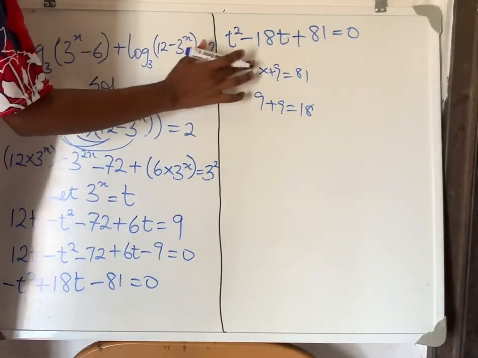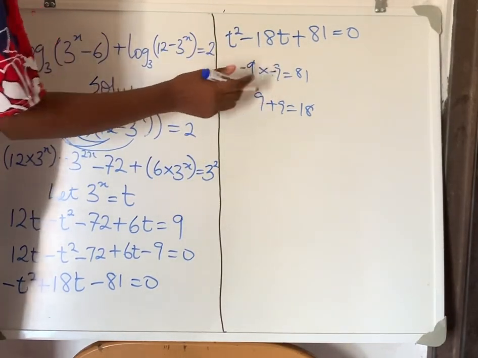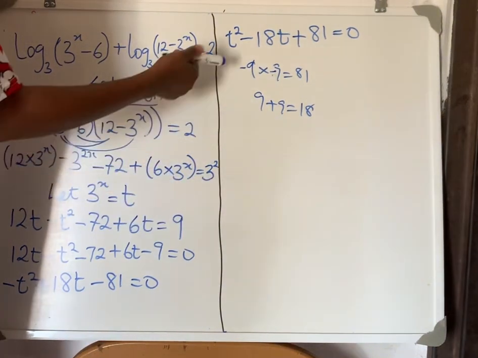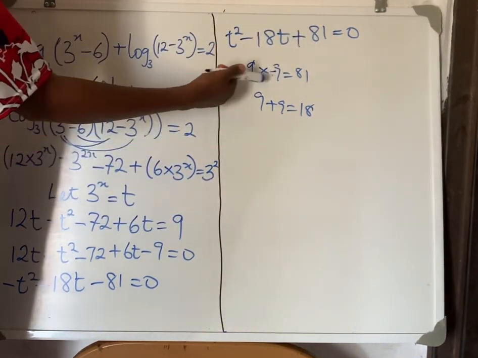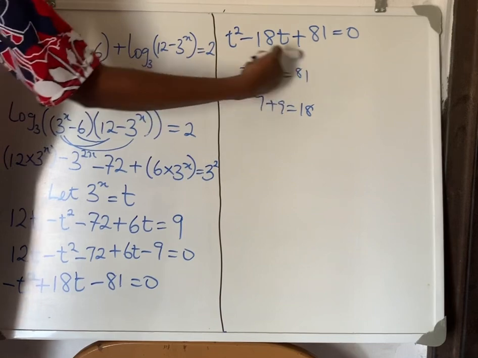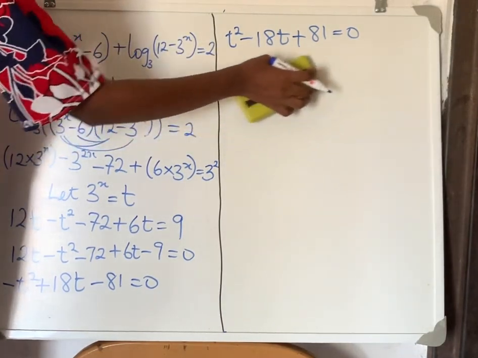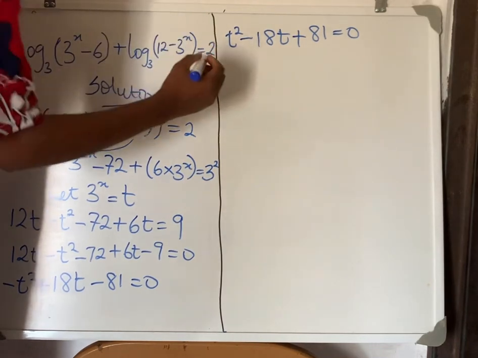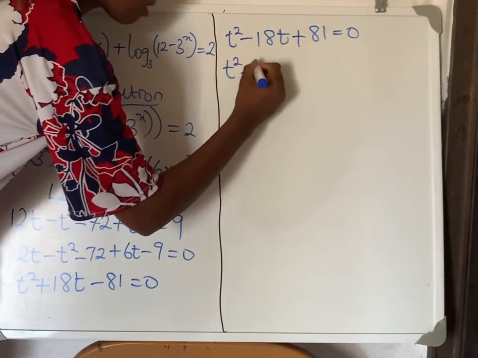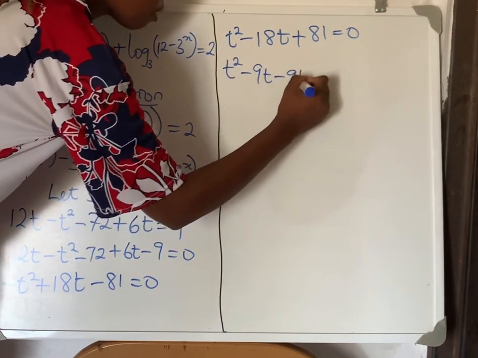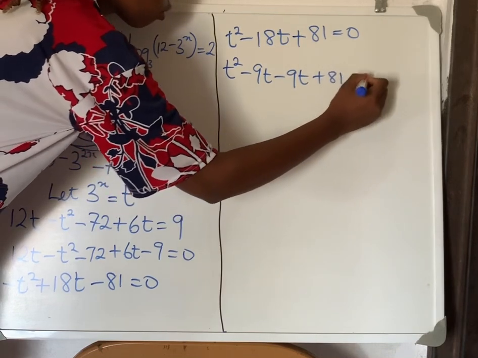So let's use the last one, which is minus. So minus times minus, it gives plus, which is plus 81. And if you add them, it gives what? Minus 18, meaning this is the best one to use. So let's just clean this off. So we have this. So now we use t squared minus 9t plus 81 equal to 0.